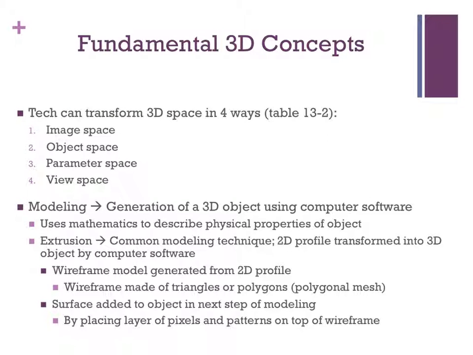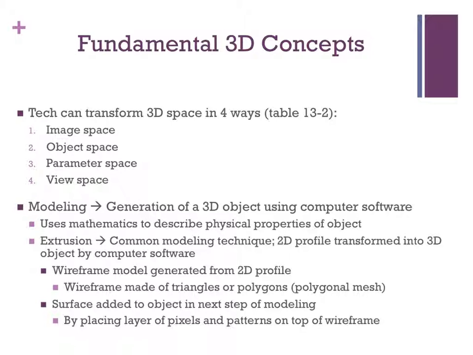The technologist can transform 3D space in four ways, which is noted on table 13.2 on page 312 of your book. These include image space, object space, parameter space, and view space. Modeling is the generation of a 3D object using computer software. Modeling uses mathematics to describe physical properties of an object, and there are several modeling techniques that are utilized.